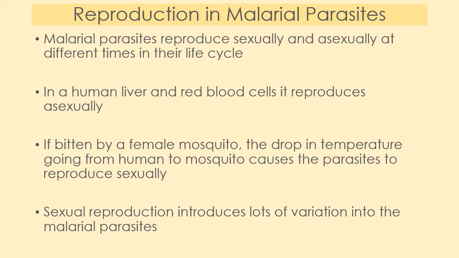There'll then be a drop in temperature going from the human, where our body temperature is about 37 degrees, into a mosquito. It's going to be a lot lower. It's going to be much closer to the ambient temperature. That drop in temperature causes the parasites to start reproducing sexually. So the parasite will divide by meiosis due to that drop in temperature and combine with other malarial parasite cells that are also divided by meiosis to reproduce sexually.